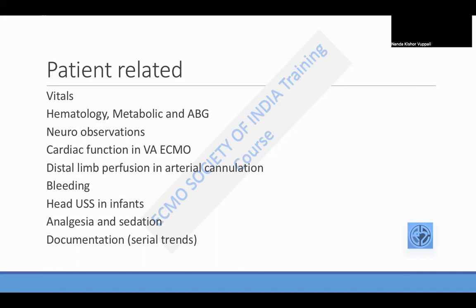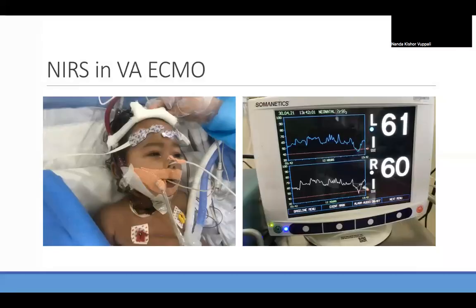Then many of these patients are on heparin, so the risk of bleeding is there. So one needs to monitor for this bleeding risk. If it's anything superficial, we can control it, but anything deep inside, we won't be able to know. So we need to monitor for those very closely. If it's infants, we do a serial head ultrasound where the anterior fontanelle is open. And there needs to be a lot of analgesia and sedation, so we need specific monitoring for that. And we need to document all these things to see the serial trends.